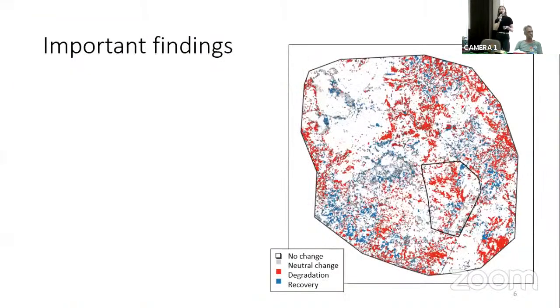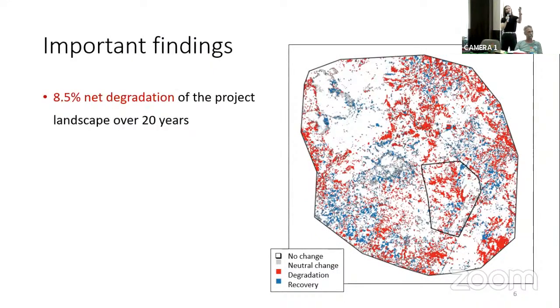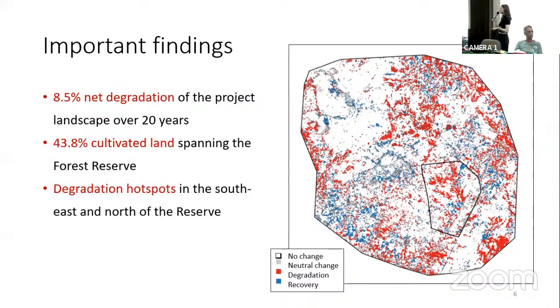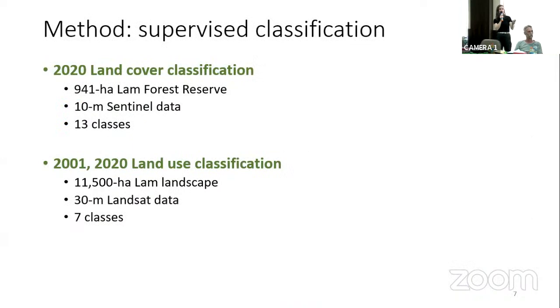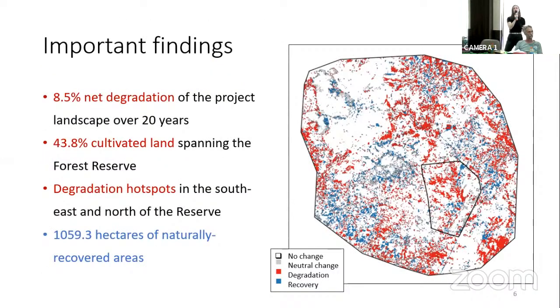So just to highlight some of the findings that I was able to show with my analysis, here you can see the picture of the study site, and I mapped the degradation and recovery over a 20-year period. So I was able to detect an 8.5% net degradation over 20 years, 44% cultivated land that was spanning a forest reserve, which is the black inset. Degradation hotspots in the south and east of the reserve, but also some naturally recovered areas.